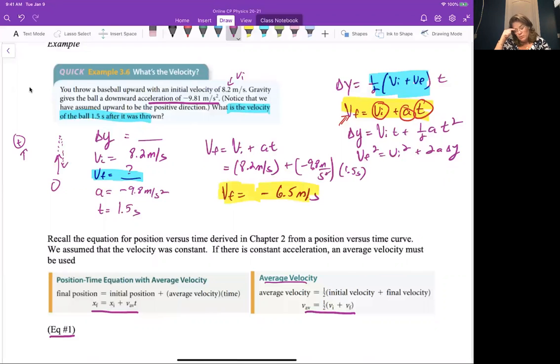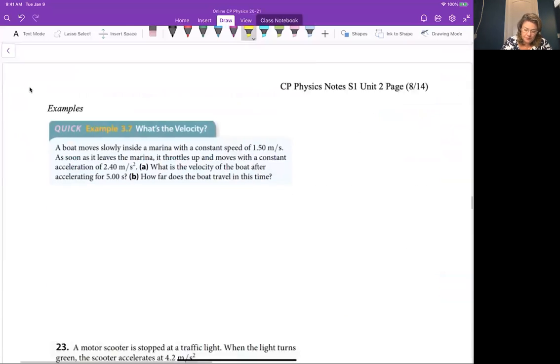Okay, we're going to learn more about that very soon. All right, so the final velocity was negative 6.5 meters per second. So it was coming back at me at 6.5 meters per second after 1.5 seconds. So let's do another problem.